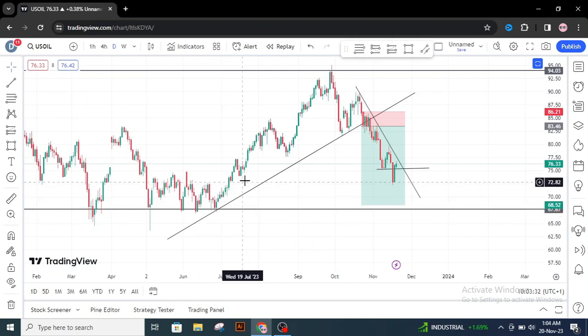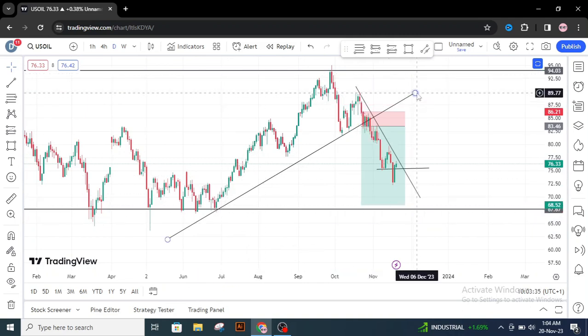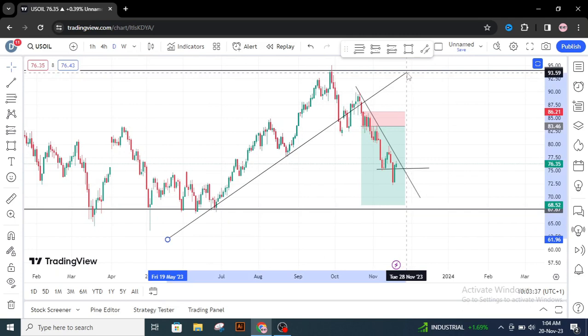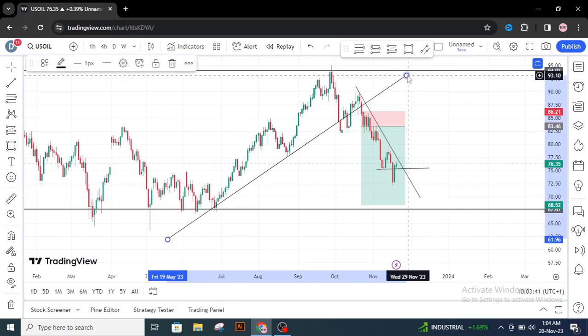So I put my trend line. Ordinarily, I would have put my trend line here. Okay, I would have put my trend line here. But the reason I don't put it there is because crude oil is one thing that I'm always careful of. I don't just trade crude oil because it's very crazy.